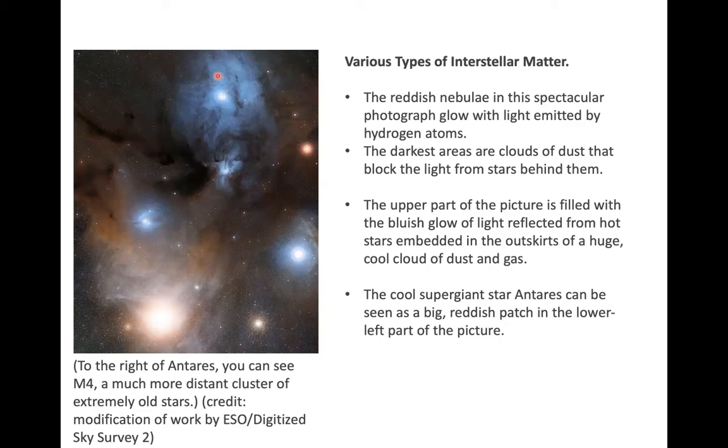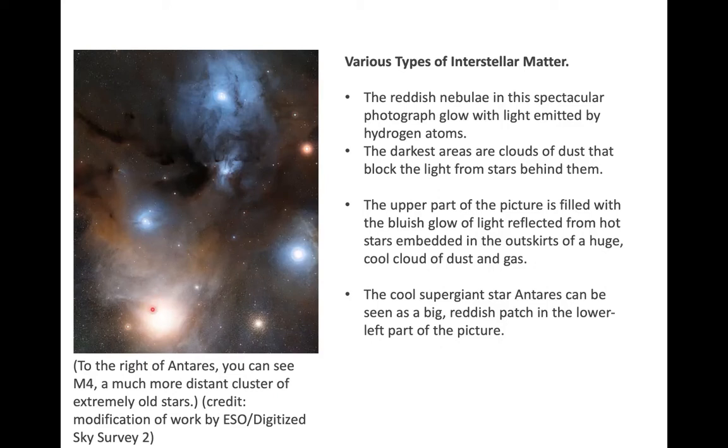And if you go to this side right here, you can see a very bright star here. We call this a supergiant star, and the name of this star is Antares. And this is what you see here as a big red patch right here.